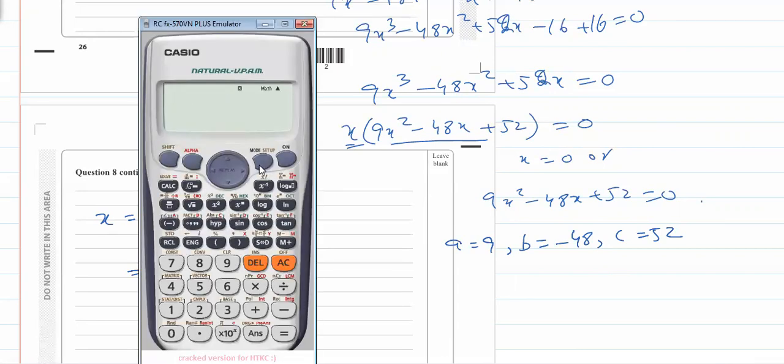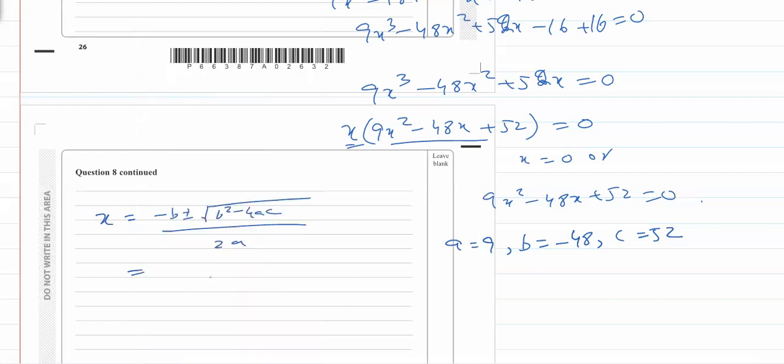I'm going to use the calculator here right now, so it will save my time. Clearly, a is equal to 9, b is equal to minus 48, and c is equal to 52. So the value of x that I'm going to get is 8 plus 2 square root of 3 divided by 3. This is one value, and the other value of x is minus that one. That's 8 minus 2 square root of 3 over 3. So these are the two values of x.